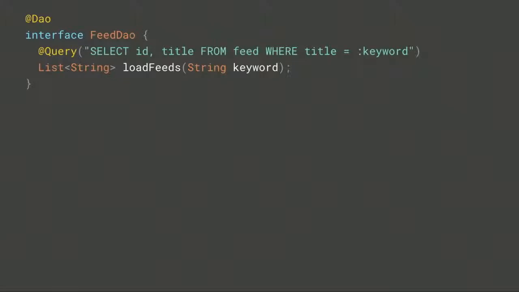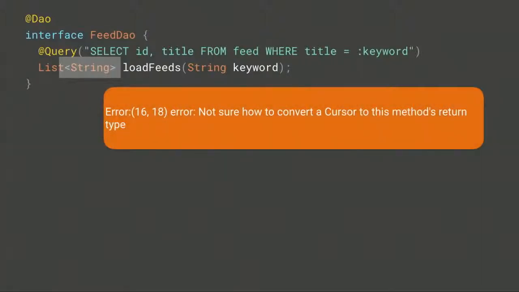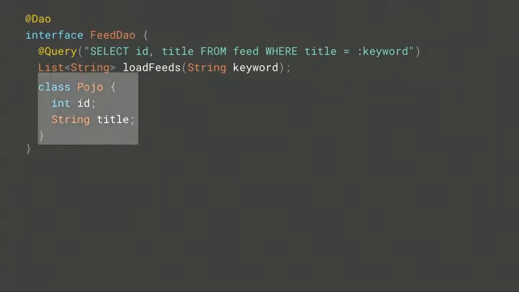That's not the only thing it does. So if your query is correct, you want to fetch ID and title, this is a valid query, but you want to return it as a string, and then Room says, well, you are returning 2 columns, but you only have 1 string, that doesn't make sense, and it's going to give you a compile time error again.